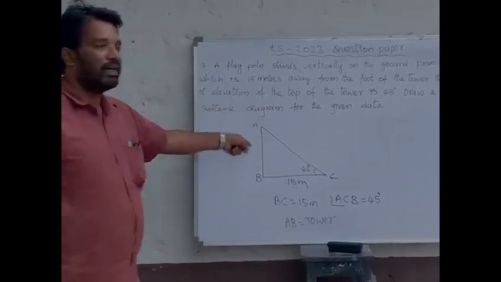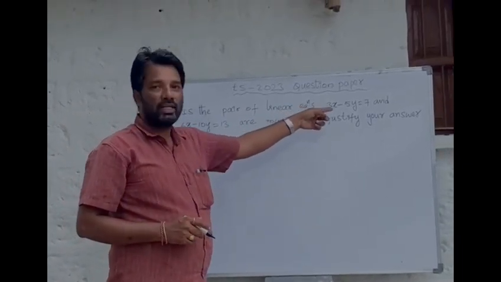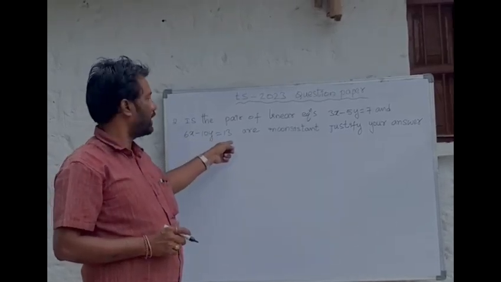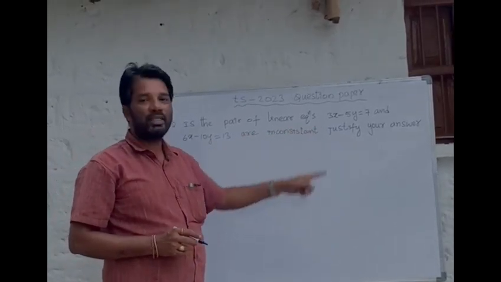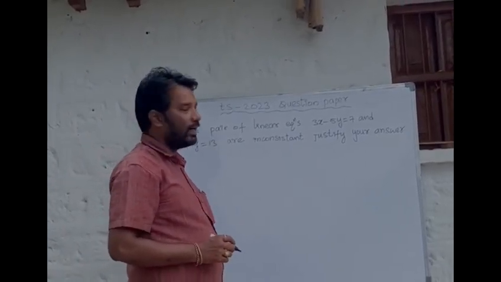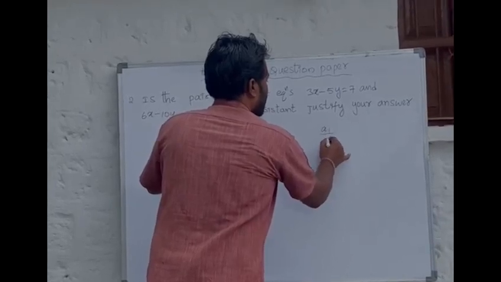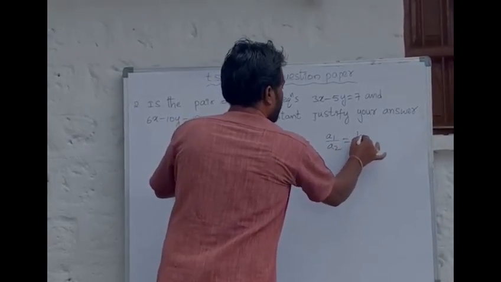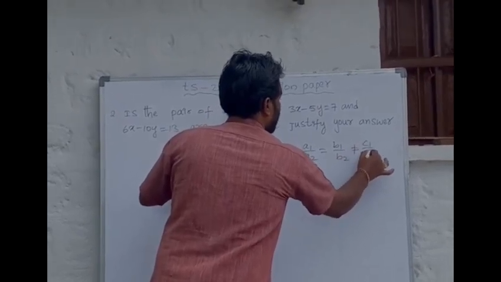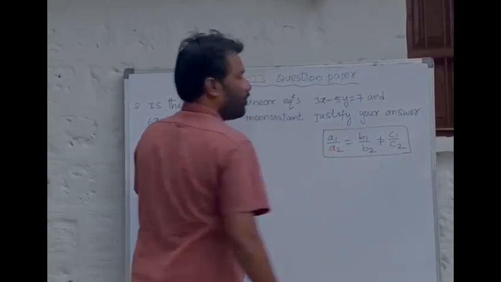Is the pair of linear equations 3x minus 5y is equal to 7 and 6x minus 10y equal to 13 inconsistent? Justify your answer. First we should know the condition for inconsistent. The condition for inconsistent lines is A1 by A2 is equal to B1 by B2, which is not equal to C1 by C2. We have to verify this condition.